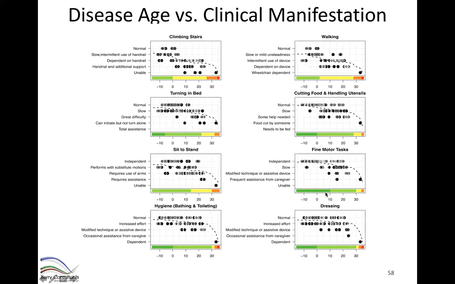Compared to that, the upper extremity tasks tend to be relatively flat over the course of those 40 years. So for instance, dressing oneself is done pretty normally up until about disease age 0, and then some increased effort, and then finally a sharp decline after that.